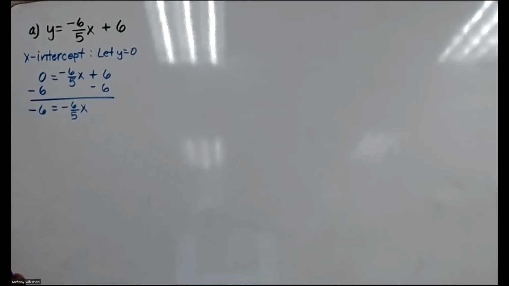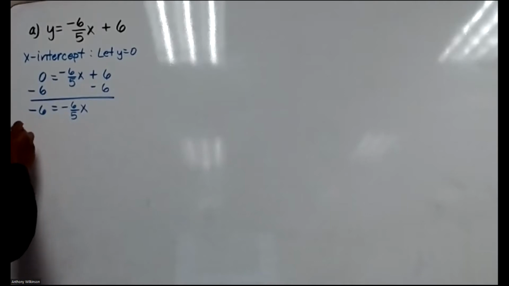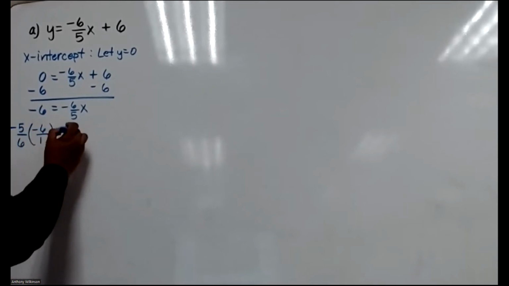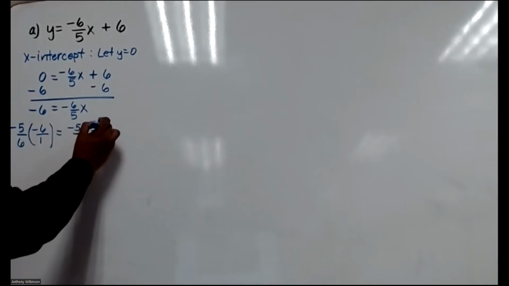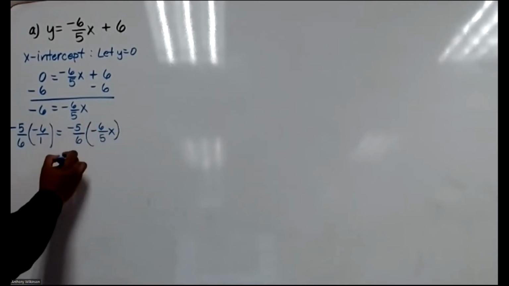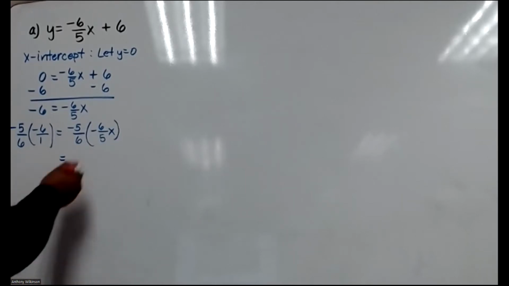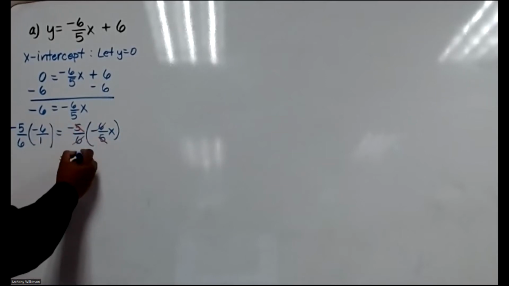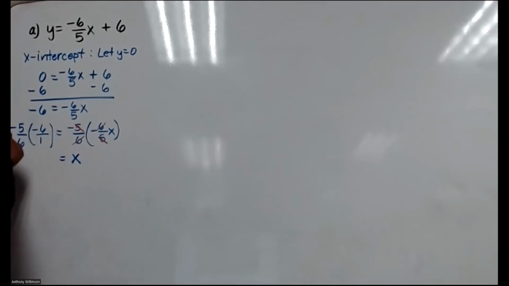And what's the reciprocal of negative 6/5? Negative 5 over 6. So we're going to multiply both sides by negative 5/6. And of course, you'll see that the 5s and 6s cancel. Negative times negative is a positive. So that means this is x. And if you divide out these sixes, you're going to be left with 5. So that graph will be crossing the x-axis at 5.